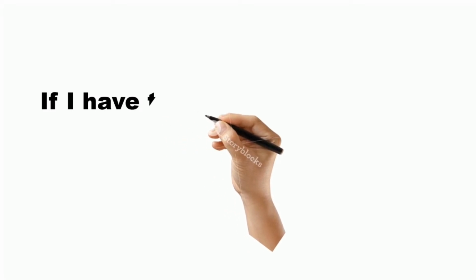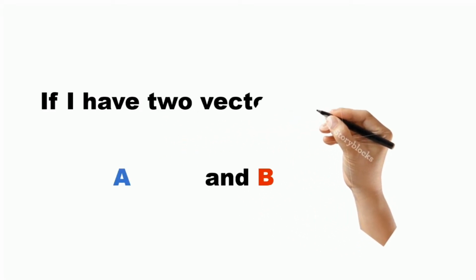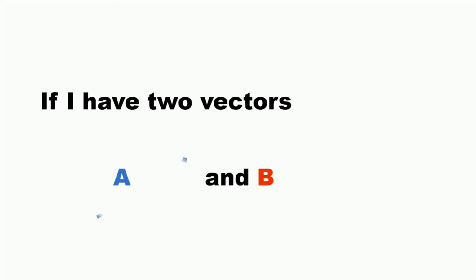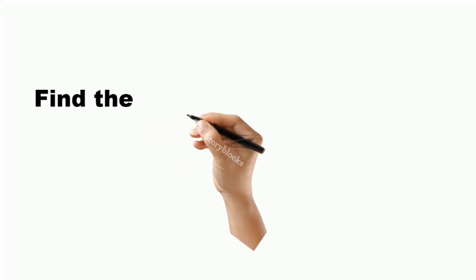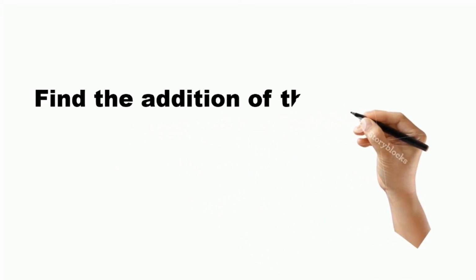If I have two vectors, vector A and vector B, and we are asked to find the addition of the two vectors, how do we do it? If I want to add these two vectors, before adding them, we will have to join them for addition. The question will be, how do we join them for addition?